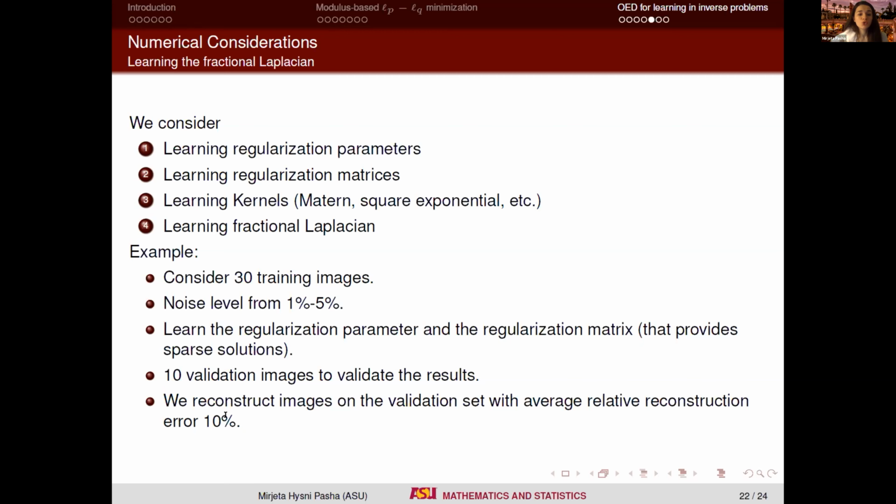To summarize, the approach that we are working on is a general framework, and the novelty is in learning errors that might come from the measurement, but also from the errors in modeling the forward problem.